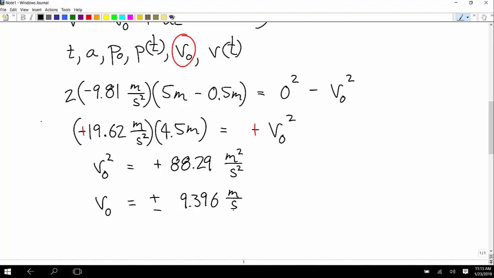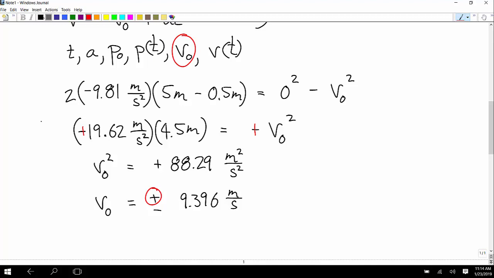Okay, so on the way up, the velocity is one of these two. At the instant it's released at time equals 0, does it have a positive or negative velocity? Positive, it's moving in the positive direction, so the answer is this. Any questions about that?